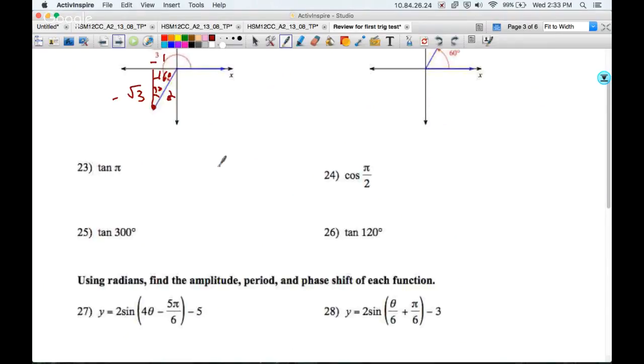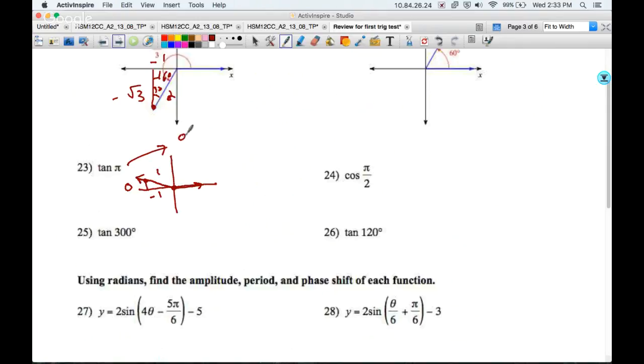Tangent of pi. In order to do this, we should sketch the angle pi. Here's my initial side. But I'm not going to go all the way to the axis. I'm going to stop a little bit short so I can still make a triangle. I'm just going to say that this length here is 0. The hypotenuse is 1. The bottom or adjacent side is -1.